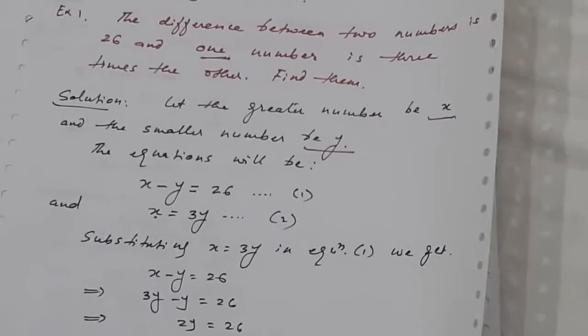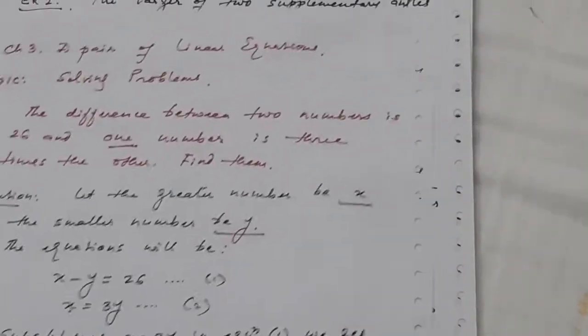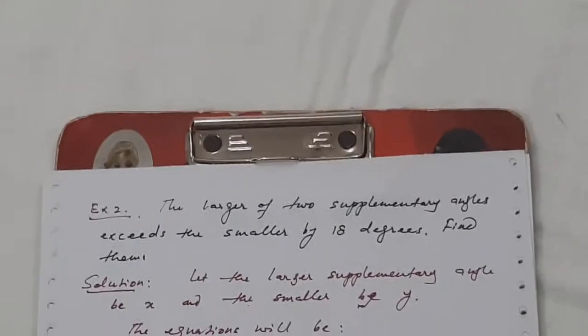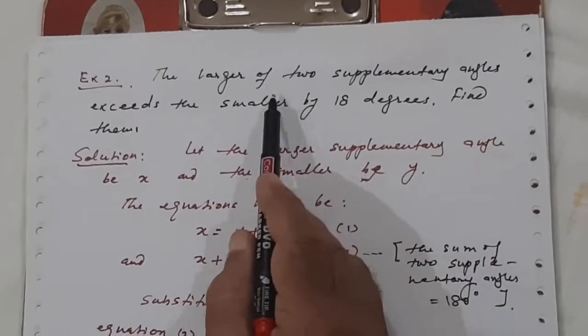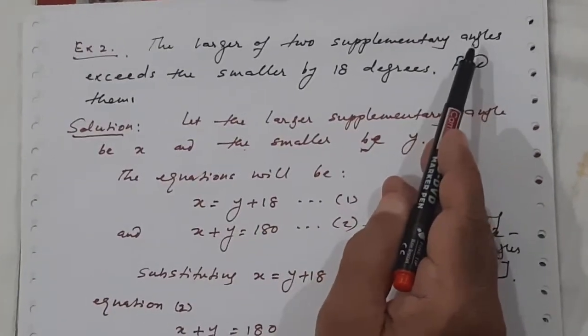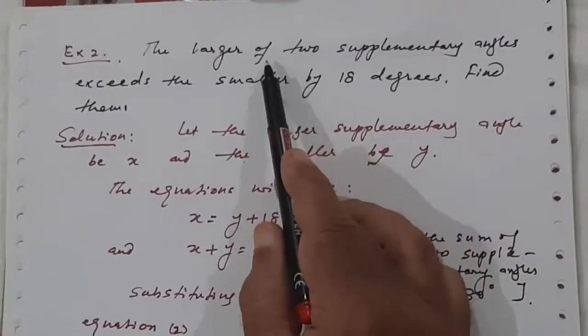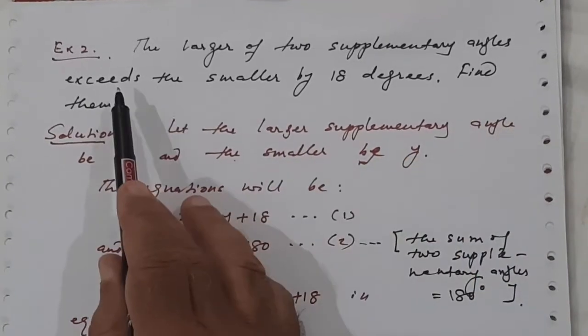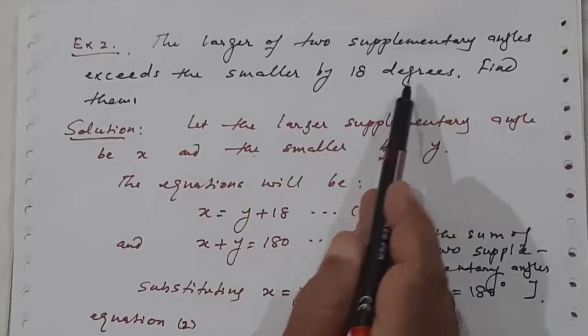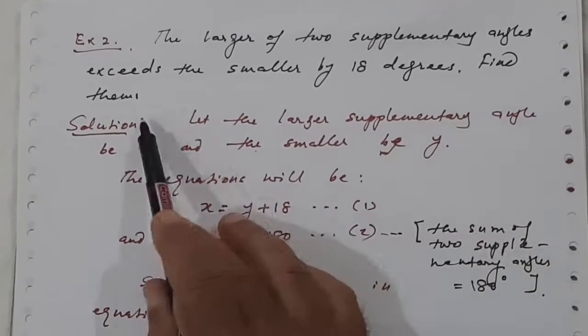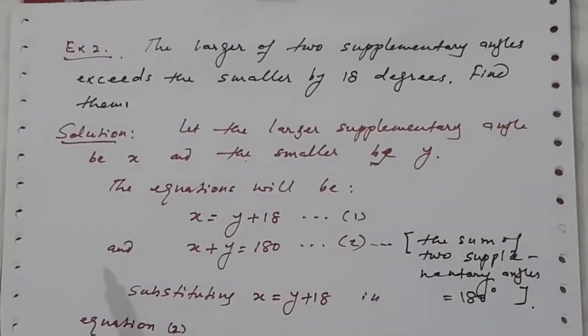Now let us take example 2. This is also from your exercise 3.3. The larger of two supplementary angles exceeds the smaller by 18 degrees. Find them. So it is just like the first example.